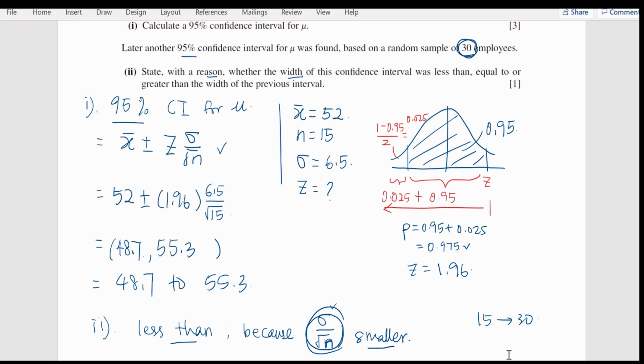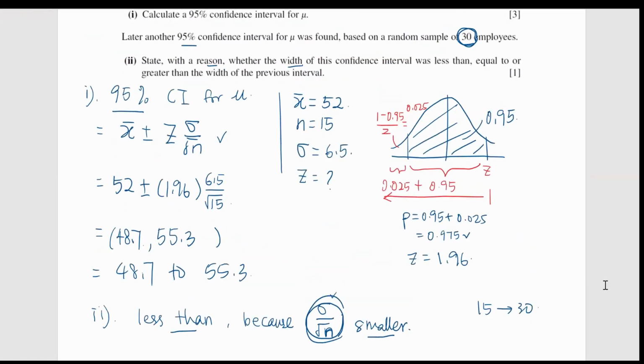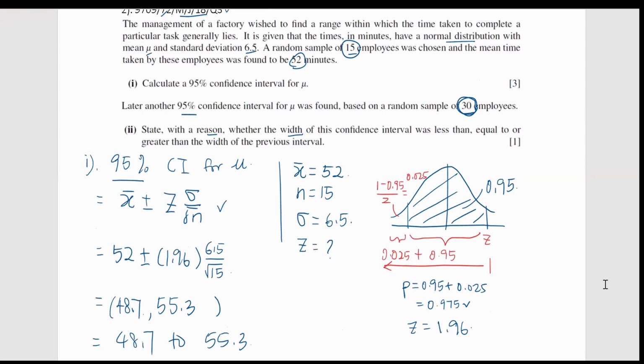Okay. So we're done with these questions. Finding the confidence interval using this formula, and a little bit of explanation about the confidence interval.